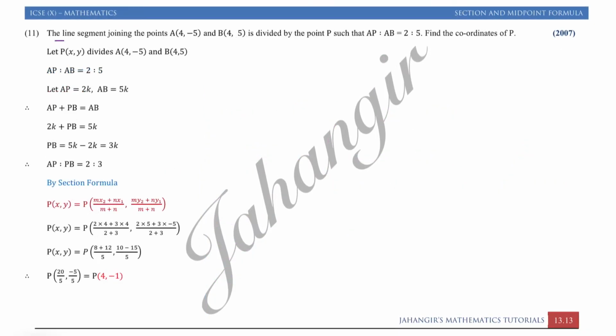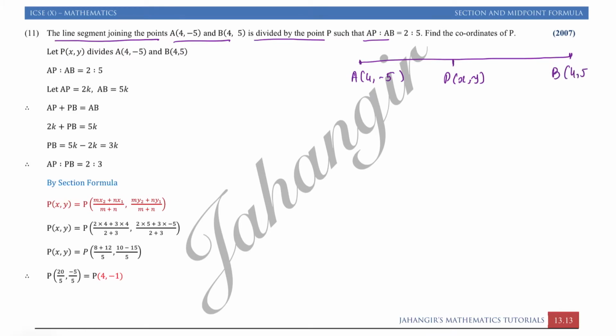Question number 11. The line segment joining A and B is divided by a point P such that AP is to AB is 2 is to 5. Find the coordinates of the point P. So let us represent it as a diagram. A is (4, minus 5). P is a point, we don't know, let us say it is (x, y), and B is the point (4, 5).